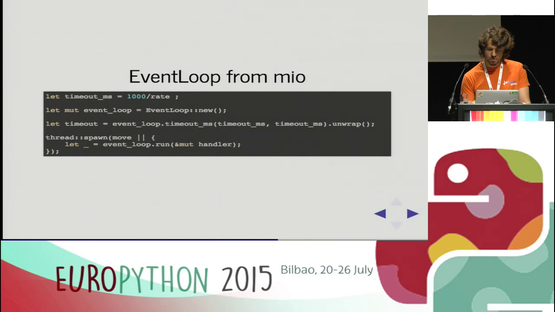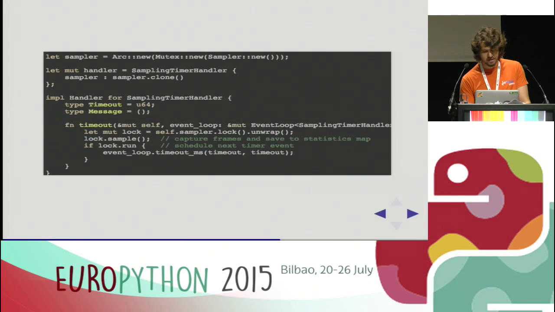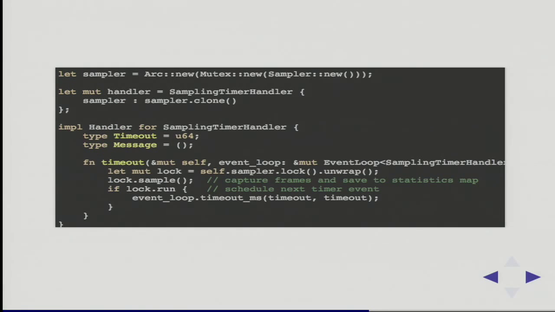We just create an event loop, set up a timing event in it, and then we run a new thread, and we pass there our event handler. What is interesting here is the event handler. Our handler will capture frames and save them to a statistics map. That is a sampler object that we created, called sampler. And as our timer works in a separate thread, that means that our sampler is a resource that is shared between different threads. So it's a shared mutable resource, which is believed to be very dangerous. As everybody knows, shared mutable state is the root of all evil.